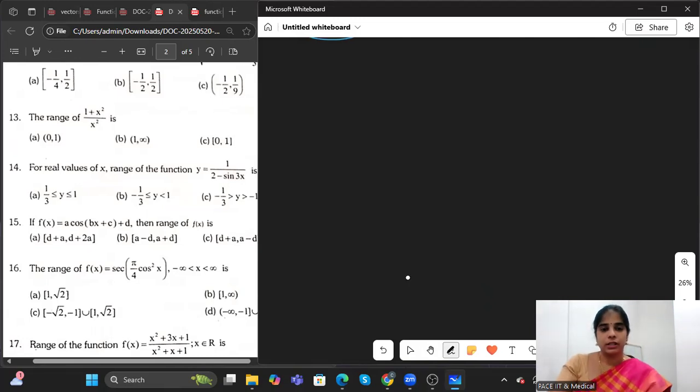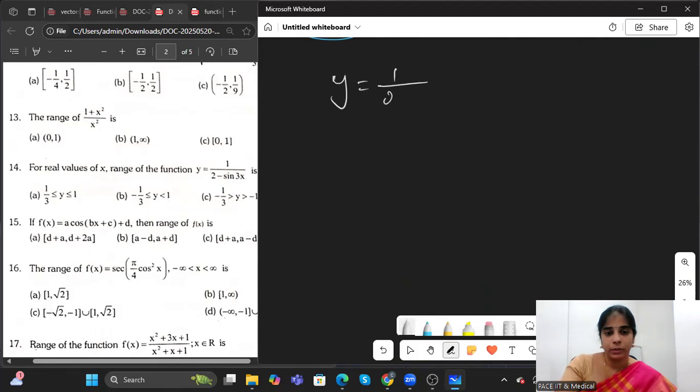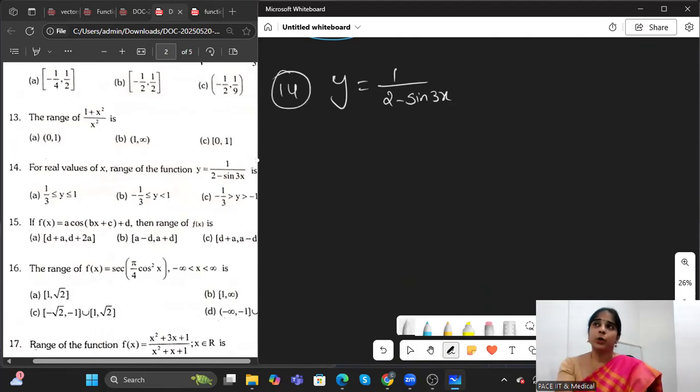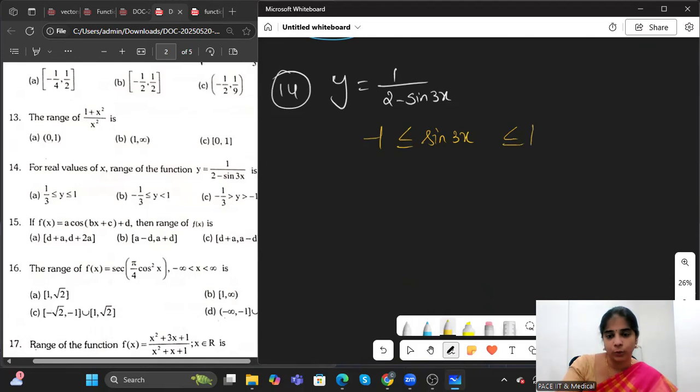So my question is, what is the range of the whole value? y equal to 1 by 2 minus sine 3x. See, remember one thing, basically, domain is the x values what we are taking. That means the inputs what we are choosing for our question. Coming to range, range is the output what we are getting for the question. So I know that sine 3x anyhow will be lying in between minus 1 to 1 only.